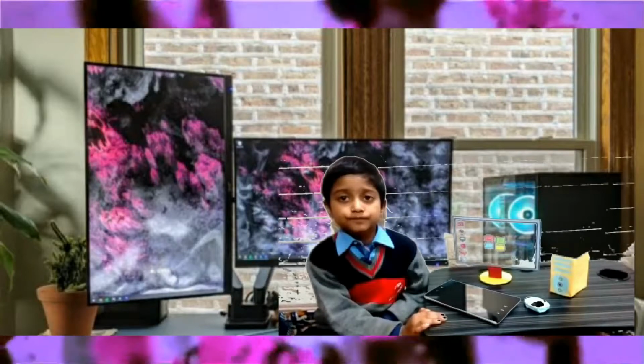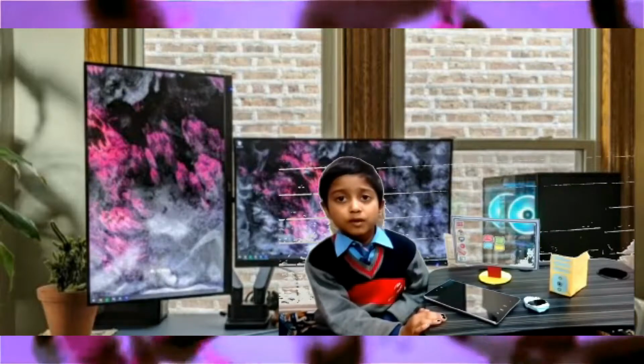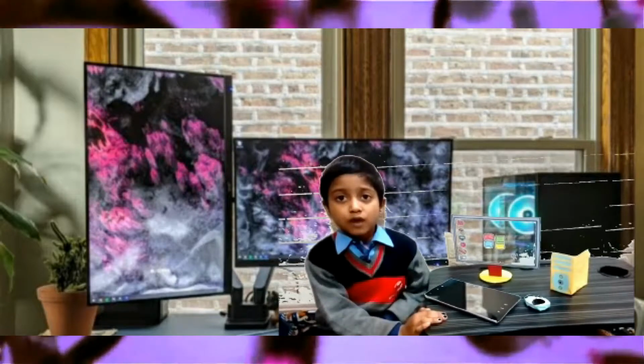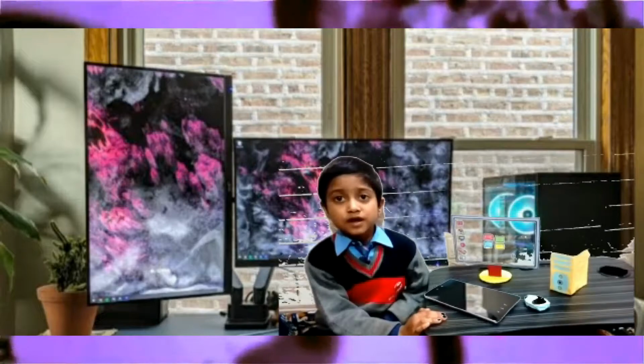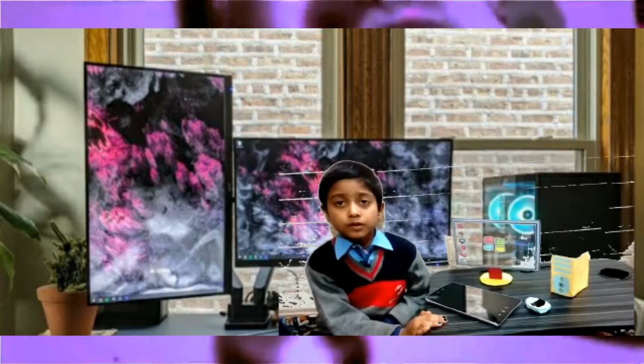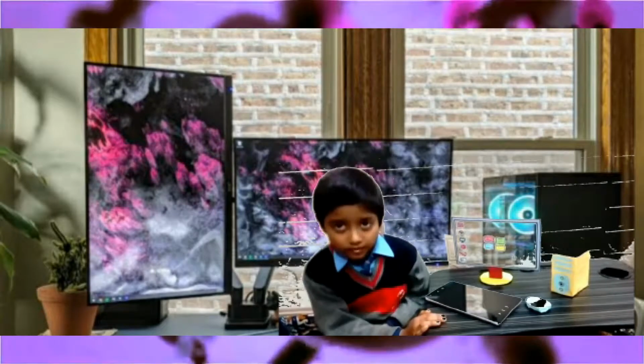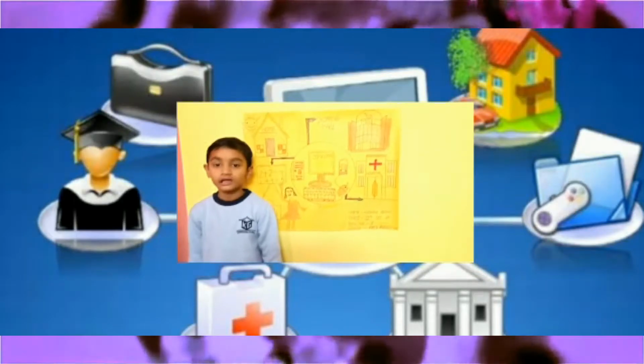In class 2A, my roll number is 10. Today I am telling about a wonderful computer. Computer is very important for us. We play games, do sums, do our homework, listen to music, watch movies. Computer is used in many places. That's why we call it a wonderful computer. Thank you.